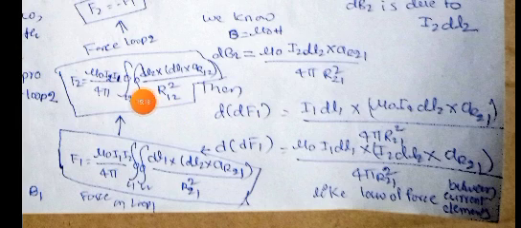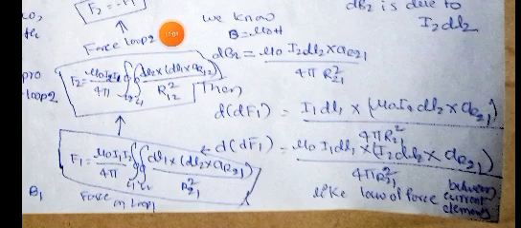Just interchange the subscripts. Here I1 I2, you put I2 I1. Here it is dL1, put dL2. Here it is dL2, put dL1. Here aR21, you put aR12. Here R21 square, put R12 square. That's all. Just by interchanging subscripts, you will get the force on loop 2 due to loop 1.